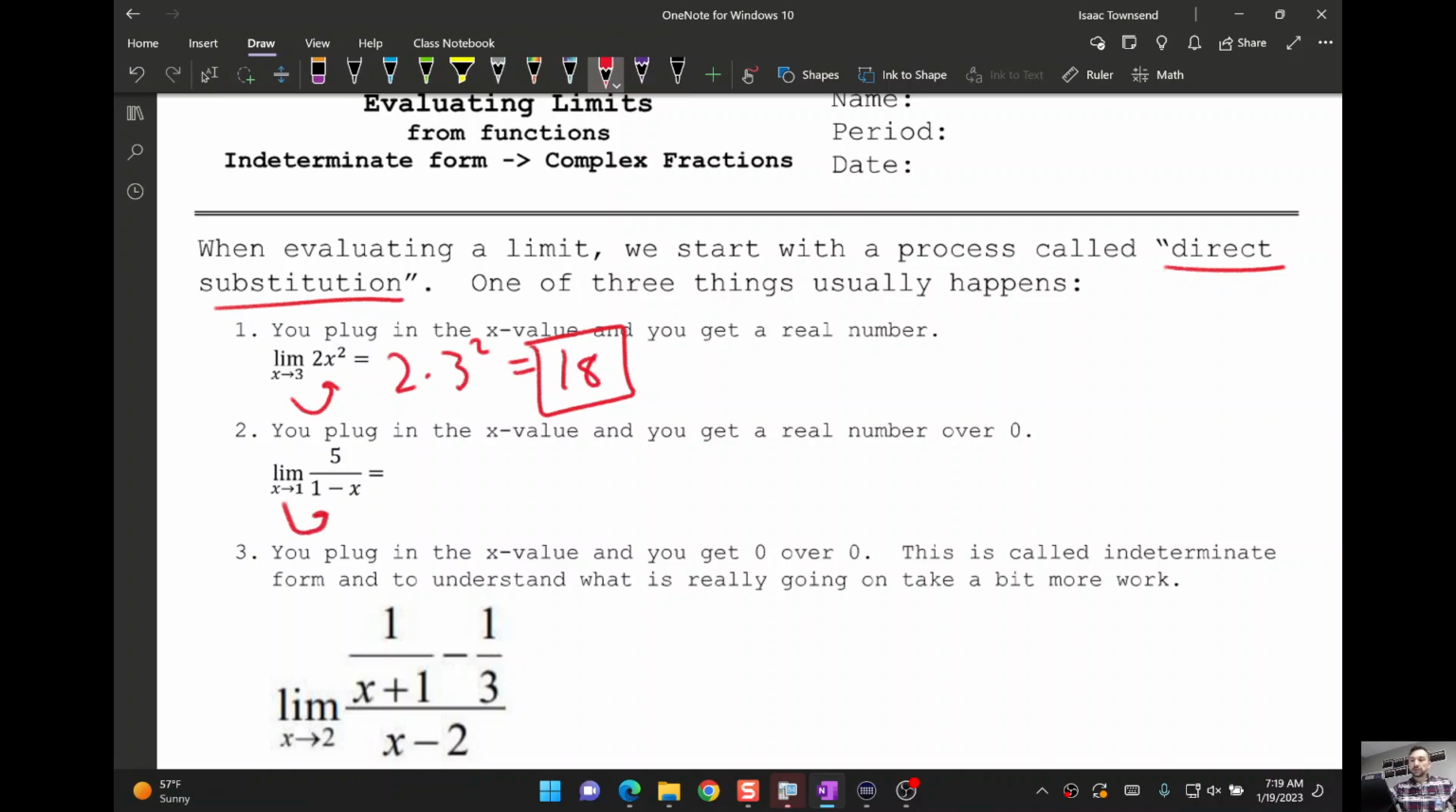Also, if you did direct substitution on here, if you have a number other than 0 and you try to divide by 0, you can't do that, so we say the limit does not exist. Basically been the same first two questions for 3 class periods now. That stuff is still true.